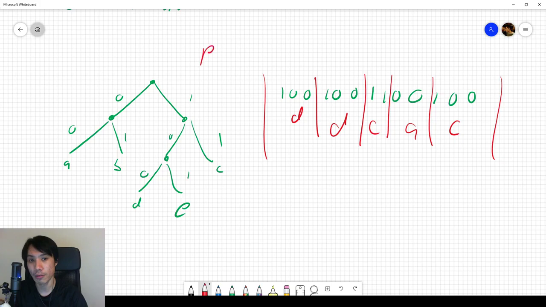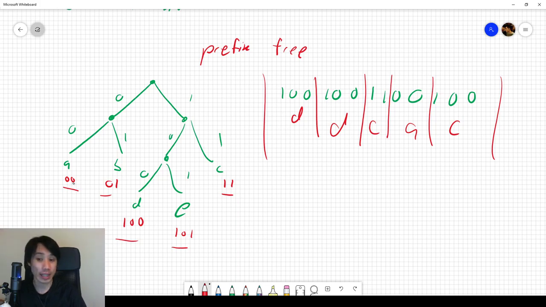This is the concept of what we call prefix free, where the encoding of one character is not the prefix of another character. So if you see A will be 0 0, B will be 0 1, C will be 1 0 0, E will be 1 0 1, and C will be 1 1. You realize no one encoding is a prefix of another one. It's what we call prefix free.